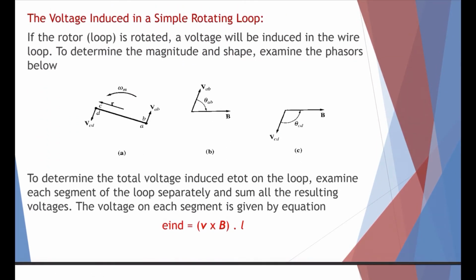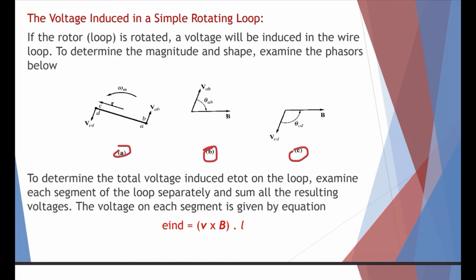Now, the voltage induced in a simple rotating loop. If the rotor loop is rotated, a voltage will be induced in the wire loop. To determine the magnitude and shape, examine the phasors below, to find the voltage. To determine the total voltage induced, E total, on the loop, examine each segment of the loop separately and sum all the resulting voltages.